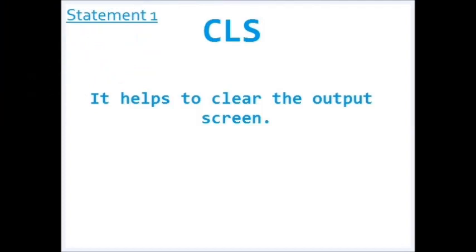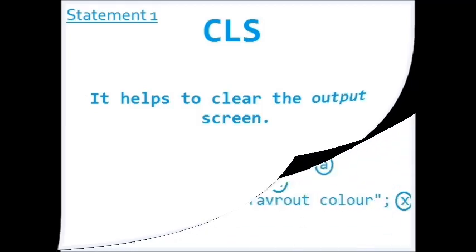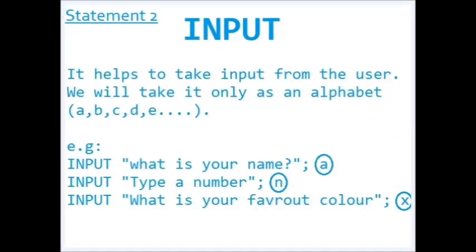Statement 1, CLS, clear screen. As I have told you, it helps to clear the output. The next is INPUT. It helps to take input or data from the user. We will take it only as an individual alphabet, A, B, C, D, E, F, G, H or anything you want. For example, if you want to ask someone's name, you have to type this program. INPUT "What is your name", and let it be A. Anything the user types, QBasic takes it as A and shows the result as A.